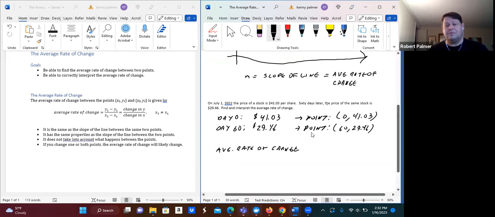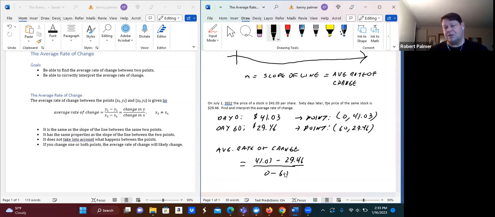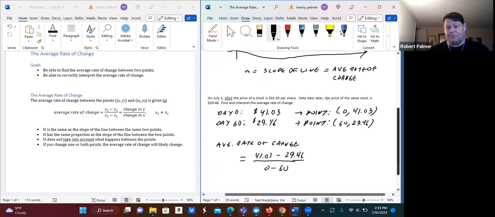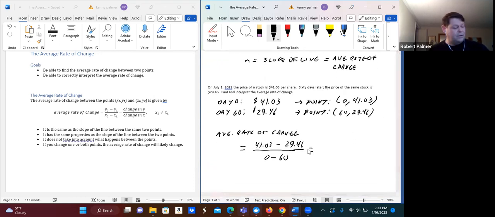Our average rate of change is just the slope formula. It doesn't matter which one we call our first point and second point, just be consistent. If I do this y minus this y, I have to do this x minus this x. So 41.03 minus 29.46, over 0 minus 60. Remember it's decreasing, so the slope should be negative, and it will be. Just use your calculator.